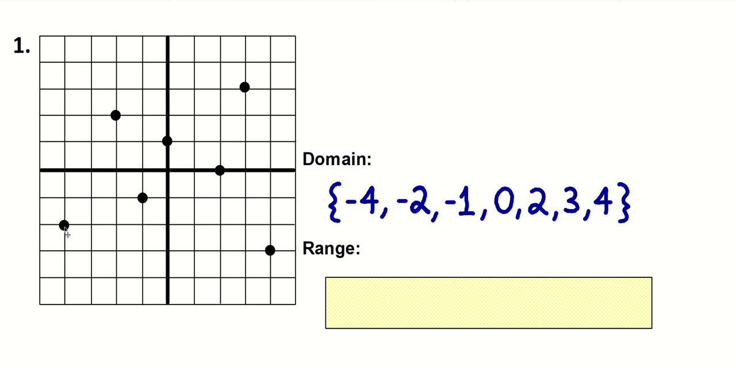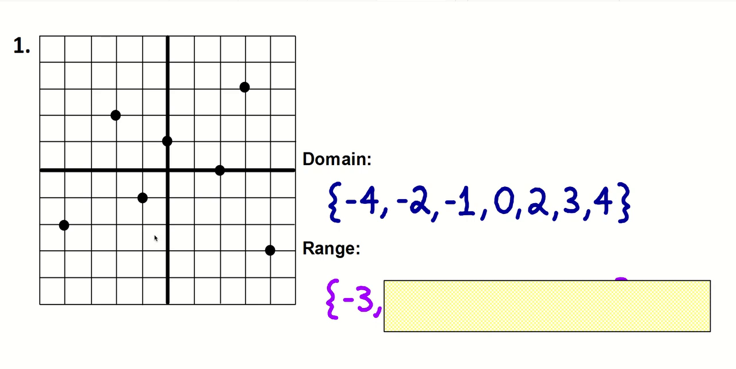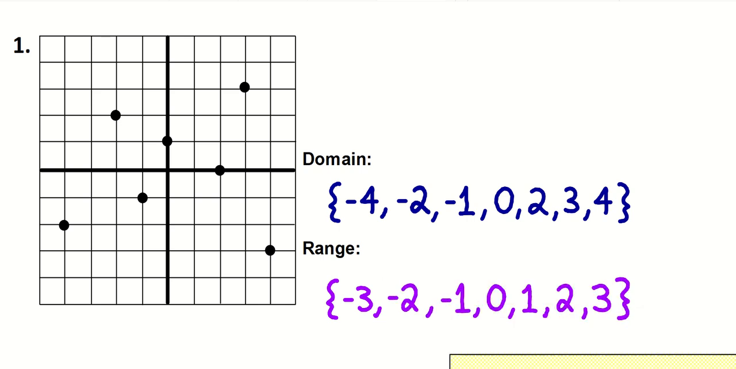The x coordinate for this point is -4. This one has an x coordinate of -2, then -1, then 0, 2, 3, and 4 are listed. For the range, remember the range is only the y coordinate, so we're going to go low to high, starting with this point. What's the y coordinate of this point? -3. And as you go from point to point, those are all the y coordinates. So yeah, a quick example where, if you only have a certain number of separate points, then you can list your domain and range like so.